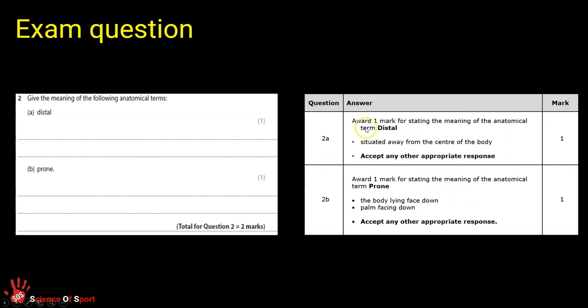Hopefully you'll know, and this is the actual mark scheme, that distal is something which is situated away from the center of the body. And if you got that, you get 1 mark, or a relatively similar phrase. And then, of course, prone is generally talked about as the whole body when the body is lying face down, facing downwards, but it can also refer to the palm, so your hand, when your palm is facing downwards. So this is a whole body description. This is just talking about the hand. Again, one of those would get you 1 mark.